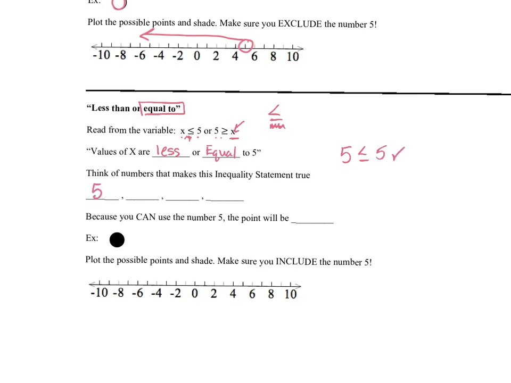So again, we're going to go through. Is 3 less than or equal to 5? Yes. Is 0 less than or equal to 5? Yes. Is negative 12 less than or equal to 5? Yes. Because you can use the number 5, the point will be closed. So we're going to put in a closed circle at 5, and my answers include 5 and are less than 5.